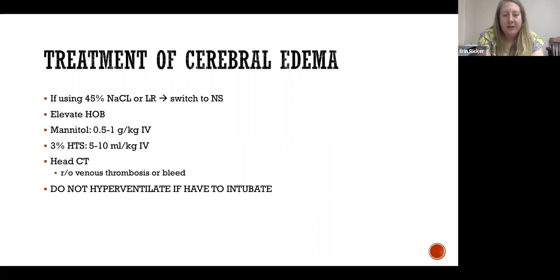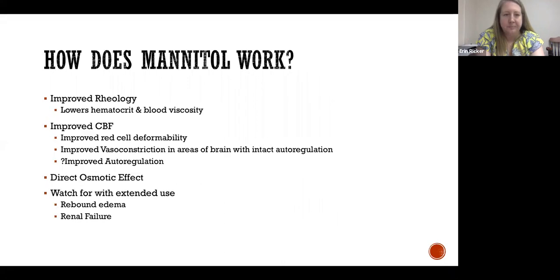If you have to intubate, it's important not to hyperventilate. Again, that hyperventilation, that low CO2, is going to worsen the blood flow to your brain. So if they're doing it on their own, good for them. There's some benefits to it, but don't do it mechanically to them with a ventilator.